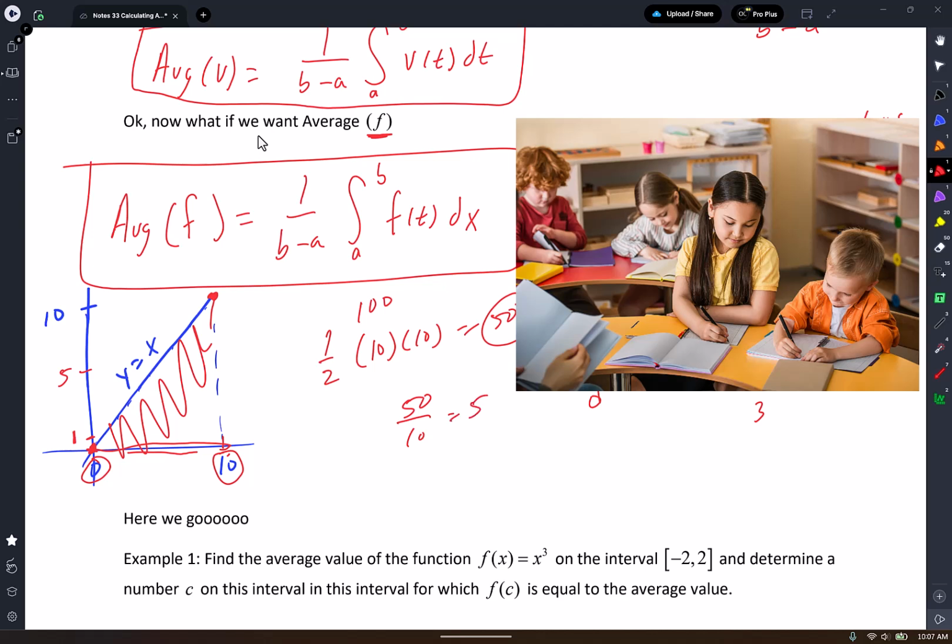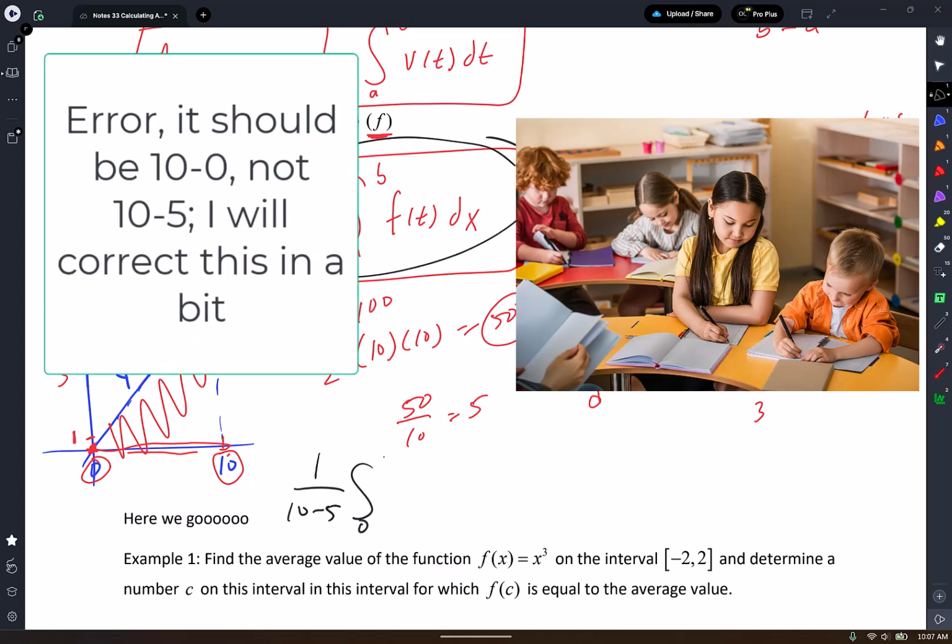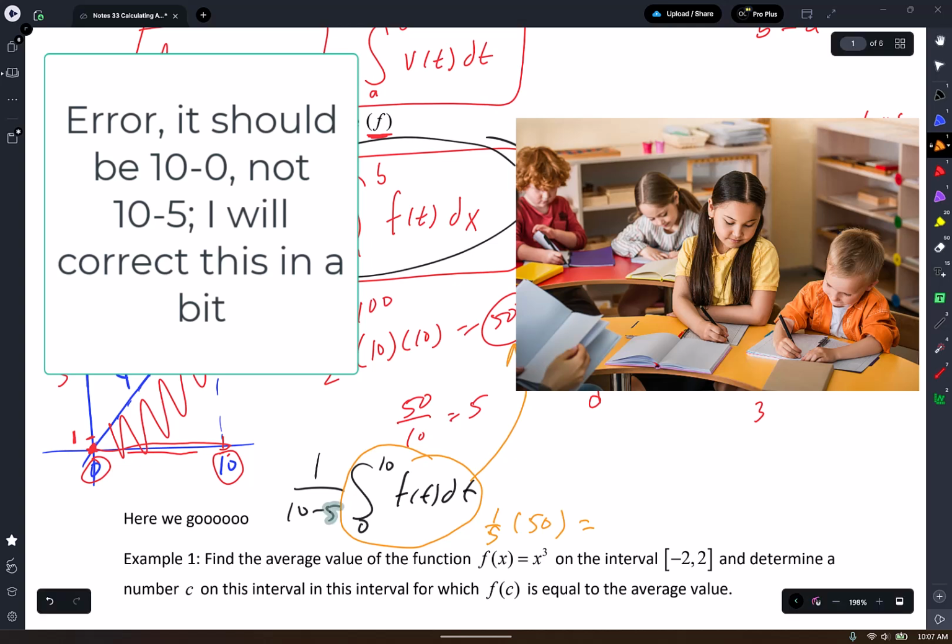Chav, what did you just do there? All I did was this formula right here, guys. So look, 1 over 10 minus 5, integral from 0 to 10 of f of t dt. I'll slow down. This that I'm circling in orange was this 50 that I just got. And then I take that 50 and multiply it by 1/5, or you can say divide it by 5. Oh, 10 minus 5. 10 minus 0.